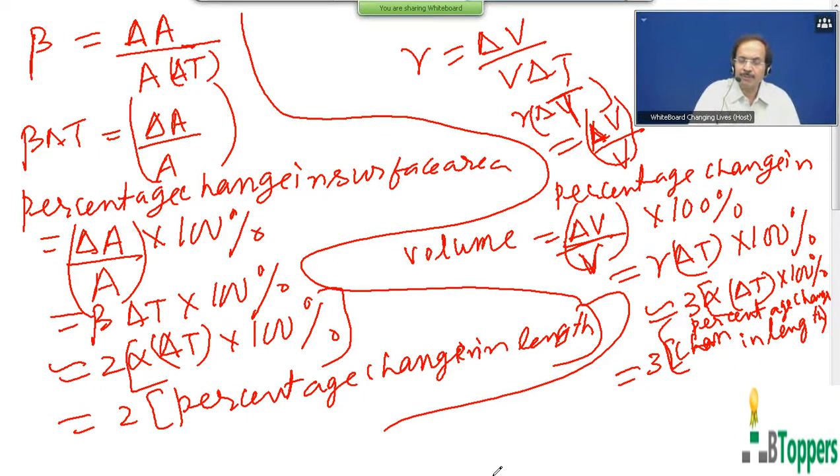So now I am going to show you the summary of the discussion I have done regarding the calculation of percentage changes.